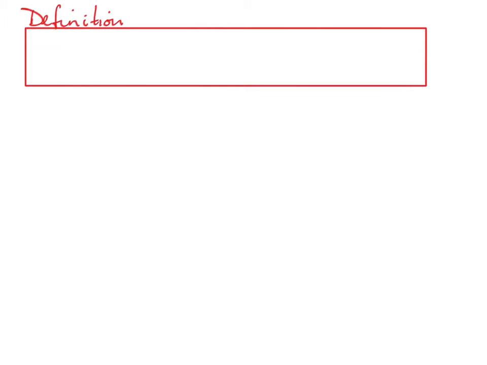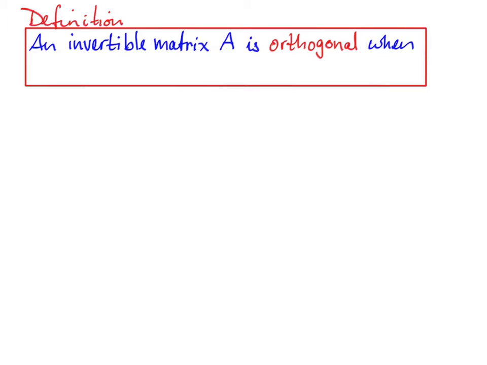Hi, welcome back. In this video, we're going to learn about orthogonal matrices. So the definition of an orthogonal matrix is an invertible matrix A such that the inverse of A is equal to the transpose of A.